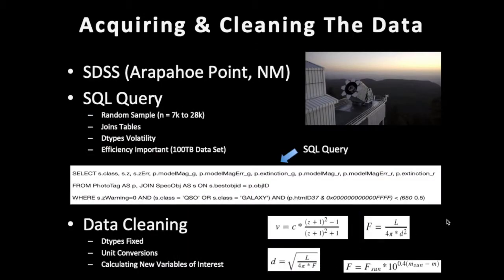To acquire the data, we had to get on the Sloan Digital Sky Survey website and run a SQL query. In order to do that, we had to learn a little SQL in the process. We proceeded to sample randomly and at largest n so that we would be able to make relatively accurate conclusions for the Hubble constant. Next, we had to fix some data types, do some unit conversions, and then calculate some new variables so that we would be able to find flux, velocity, and distance, and then plot velocity versus distance, attaining the slope of the line, which is the Hubble's constant.